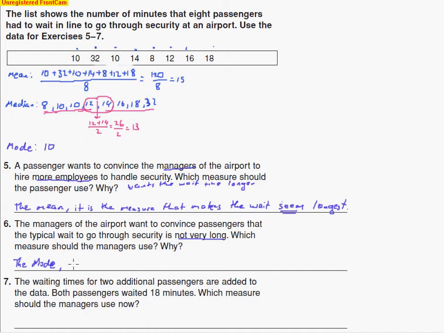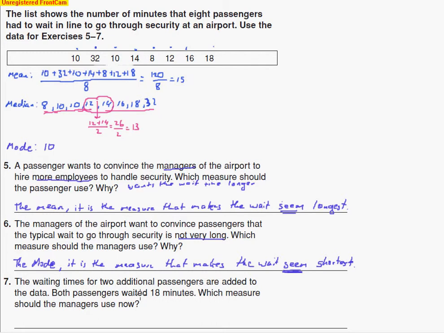Well, the mode, and we'll say it is the measure that makes the wait seem. And again, I'm going to emphasize seem because that's what you're trying to do. You're just trying to persuade somebody with some statistics, and it may or may not be true. It's just what that person wants. And so that's why they're going to end up using the mode. Makes it seem shortest.